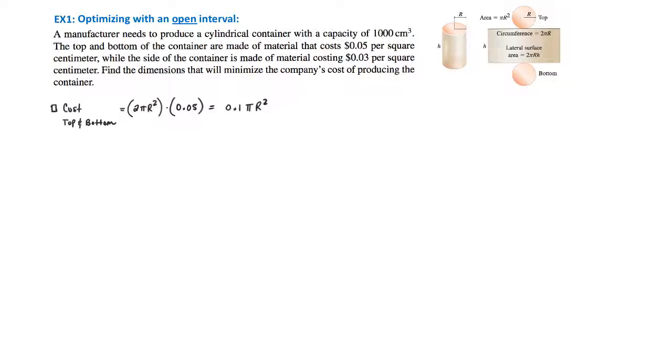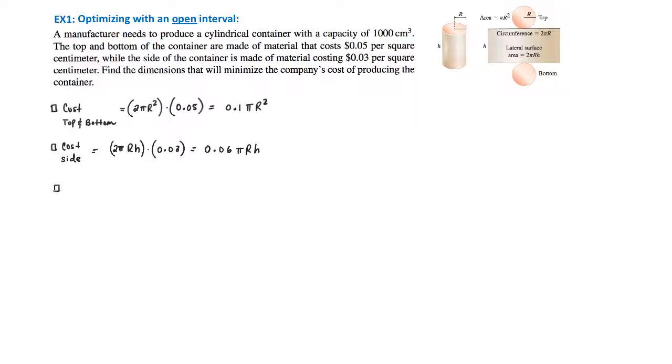So with that in mind, we can now go ahead and compute the cost of the side of the cylinder. That will just be 2 pi r h times, now applying the cost, 0.03. And then when I multiply the numerical coefficients, 2 times 0.03, we are going to get 0.06 pi r h.